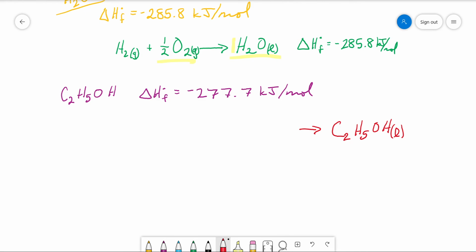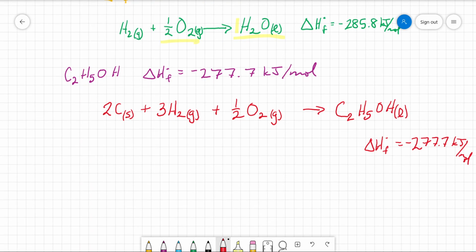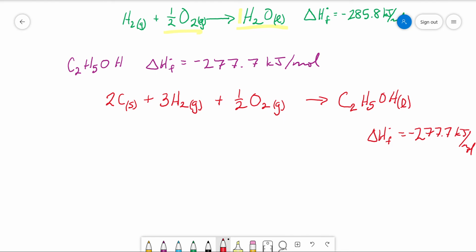So all we have to do is look and see what ethanol is made of. Well, it is made of 2 carbons. Carbon's solid, and we could put graphite there, but I'm not going to bother. It's made of 6 hydrogens, so 3 H2 gas, and it is made of 1 oxygen, so 1/2 O2 gas. And then the delta H naught of F is equal to negative 277.7 kilojoules per mole. Okay. So in the next video, I'll show you an application for delta H naught of F.